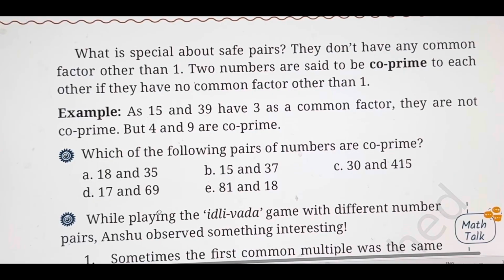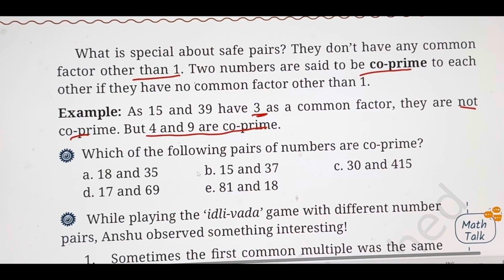So what is special about safe pairs? They don't have any common factor other than 1. That is important, and they are known as co-primes. The safe pairs we call co-primes if they have no common factor other than 1. Here the example is given as 15 and 39. They have 3 as a common factor, so they are not co-primes, right? And in the other example, 4 and 9, they do not have any common factor other than 1, so they are co-prime pairs.